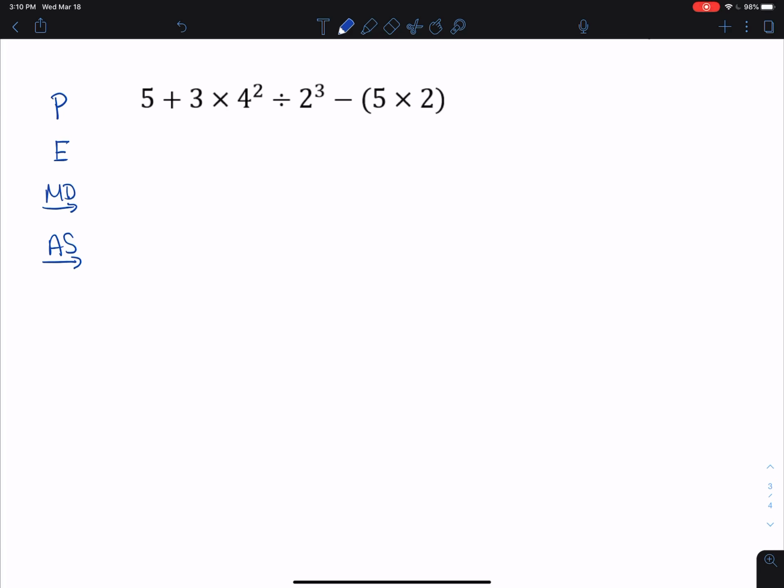I work inside the parentheses first. So inside the parentheses, I have 5 times 2, which gives me 10. And I'm done that step. So I'm going to bring everything else down.